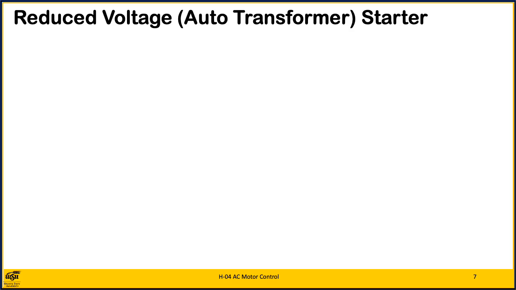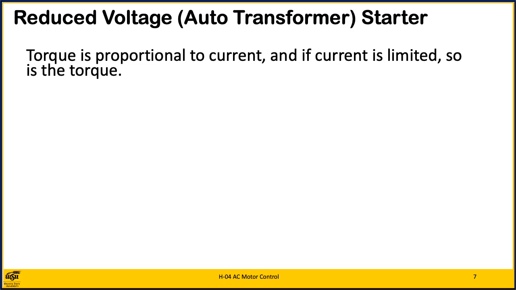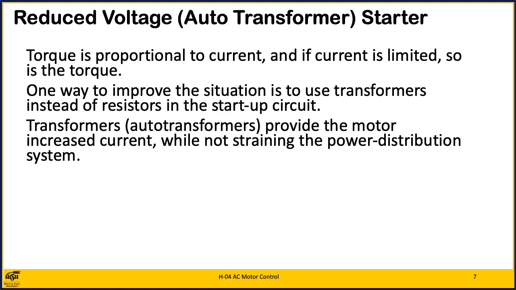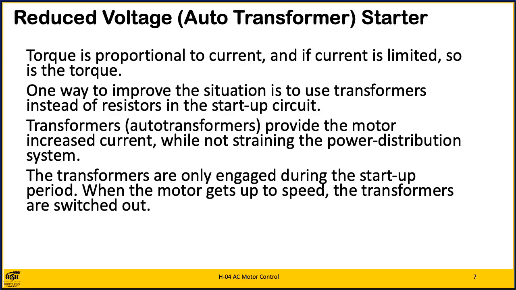The reduced voltage starting circuit is simple and relatively inexpensive, but it does have the drawback of reducing the motor's startup torque. Remember that torque is proportional to current, and if the current is limited, so is the torque. One way to improve the situation is to use transformers instead of resistors in the startup circuit. The advantage of using transformers, actually auto-transformers, is that they can provide the motor increased current while not straining the power distribution system. The transformers are only engaged during the startup period. When the motor gets up to speed, the transformers are switched out and the motor is powered directly from the power lines.